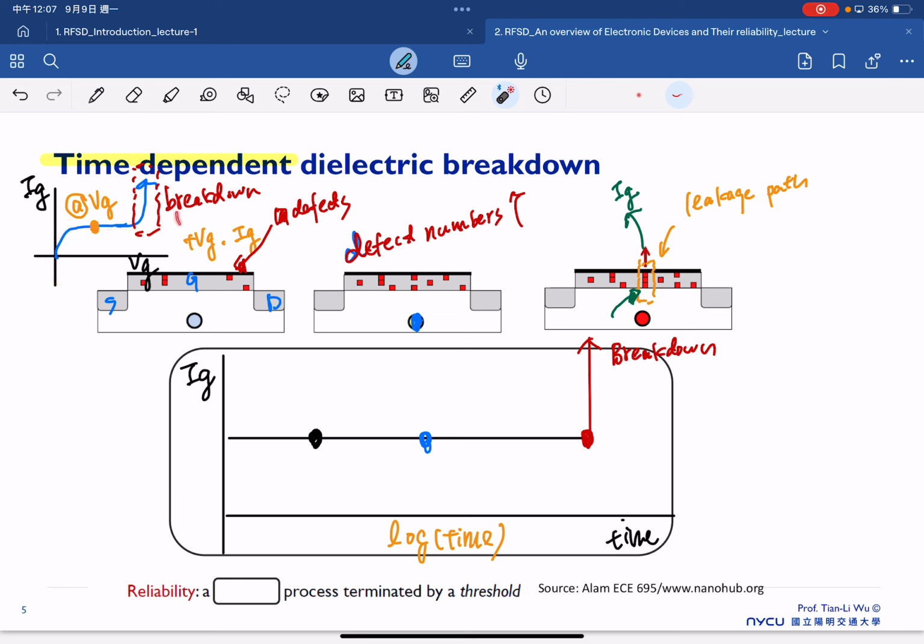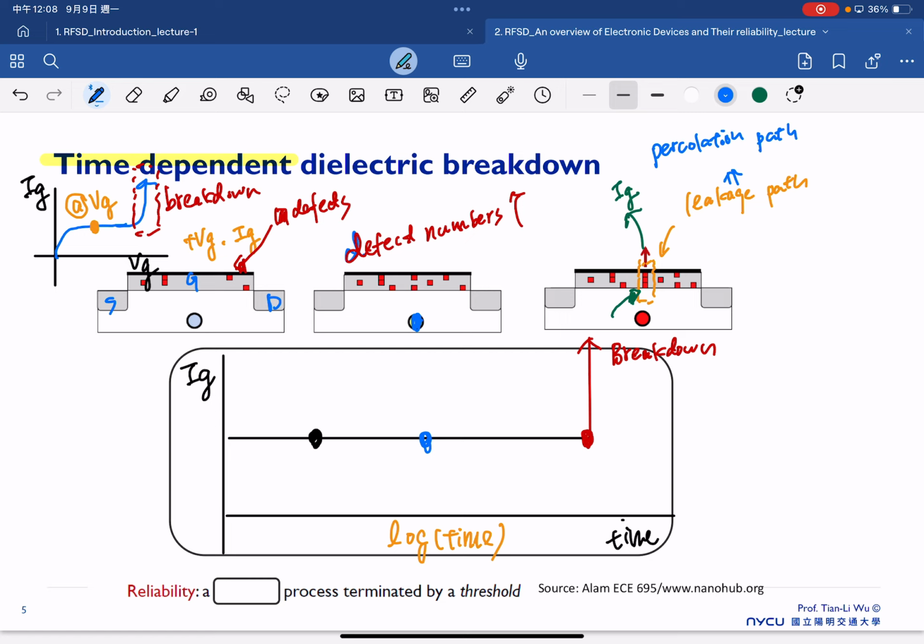That's why we call this time-dependent breakdown, because in the beginning we sweep to high voltage, and we found out that we'll break down at this voltage. But now if we operate at a lower bias, we will still see the breakdown. As long as the time is long enough, the breakdown can still happen. This is because we start to have this leakage path. And the real name for this leakage path is what we call the percolation path.